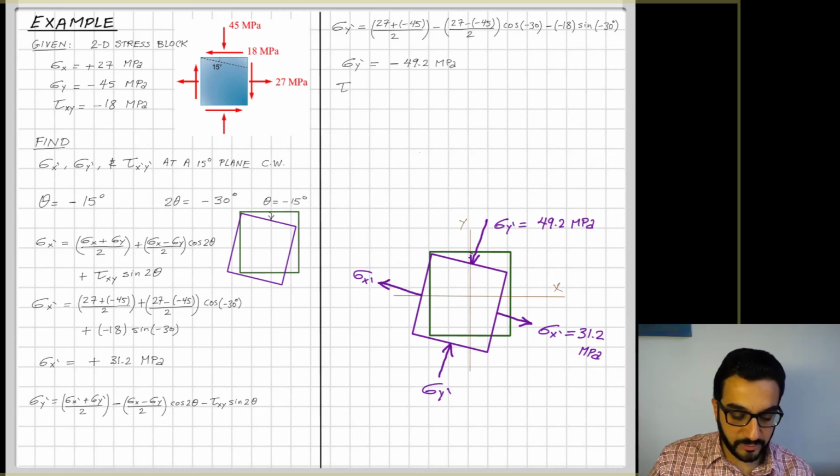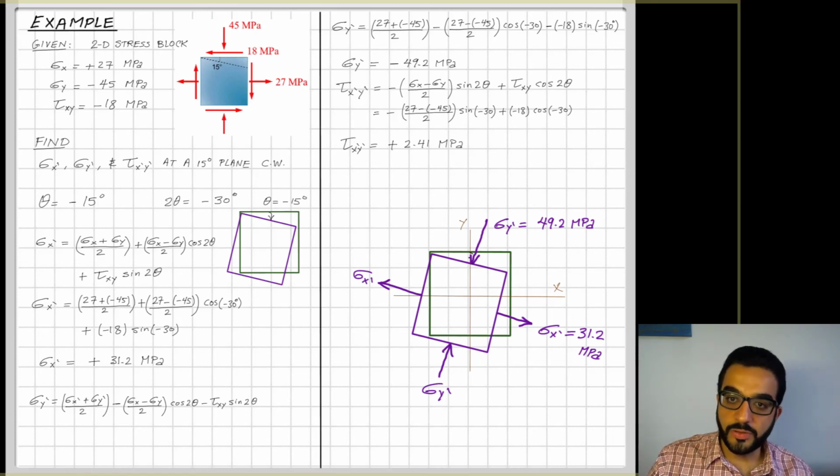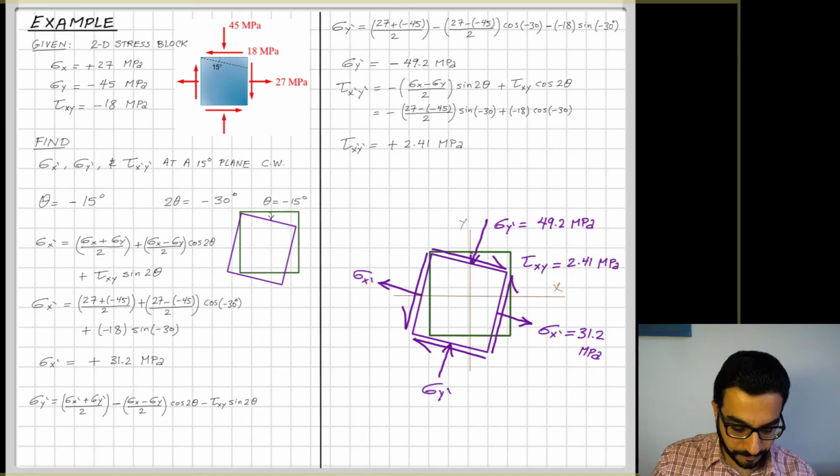The last step is figuring out tau x prime y prime. And that's the formula for it. So you plug in the values, and you will find that your tau x prime y prime is equal to positive 2.4 megapascal. So my original tau was negative 18. Now it turned out to be positive 2.41. So you'll find that tau in the rotated block will be opposite to the one given to us, and its value is equal to 2.41 megapascal.